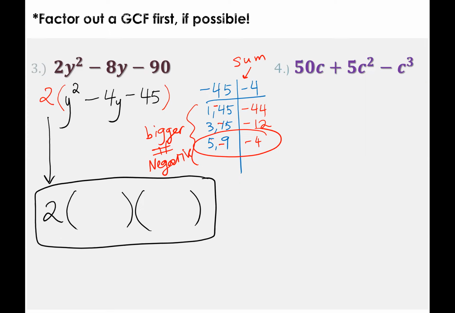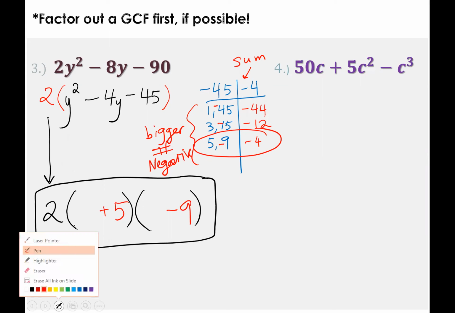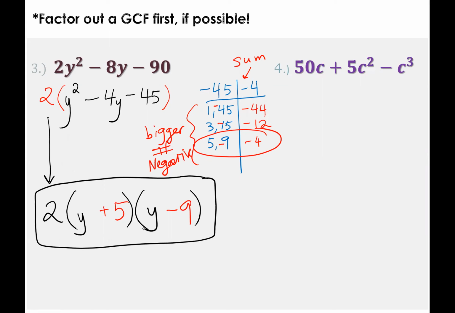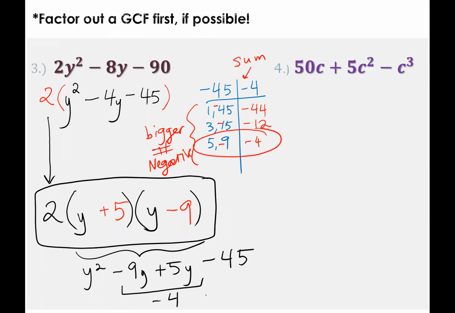So let's do that. Positive 5 and then minus 9. And of course, I maybe should have had the y's there as well. Okay, so here's my final answer. I have the GCF of 2 already brought down. Y times y is y squared. 5 times negative 9 is negative 45. And when I check this part right here and I FOIL, here's what I get. Y squared minus 9y plus 5y, and then minus 45. I would add those together and then get minus 4y. All right, and that's what we started with.